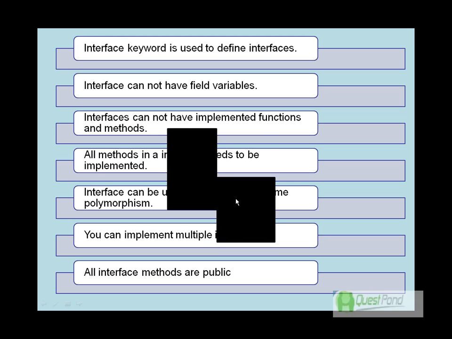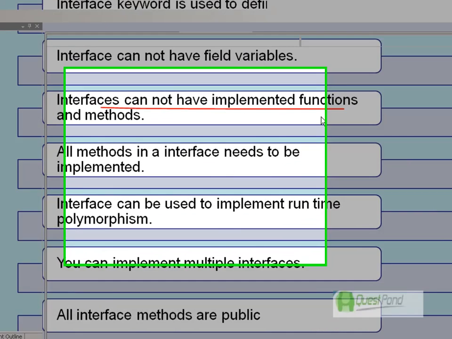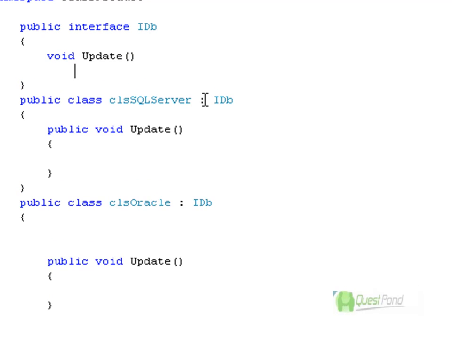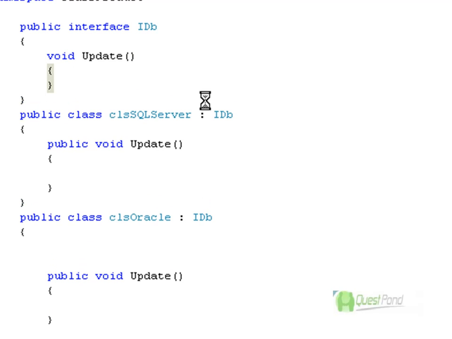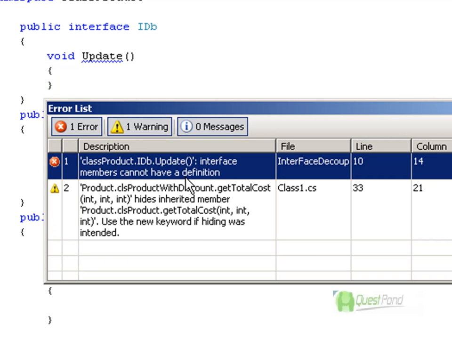So what I'll do is I'll start ticking these things off and show you practically how they are actually seen in the C# code. The first important point to remember is that interfaces cannot have implemented functions. If you try to type an implementation here, and try to compile this code, it will throw an error saying that interface members cannot have definitions.